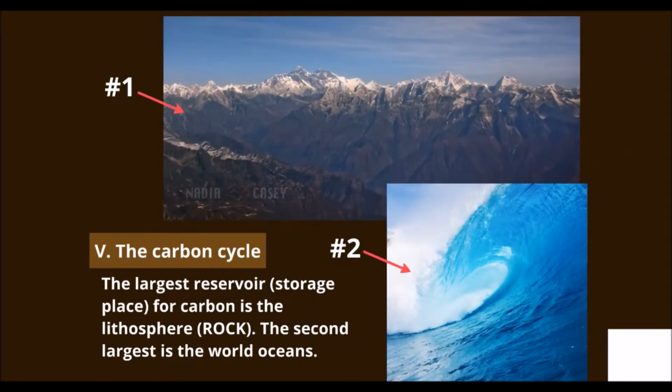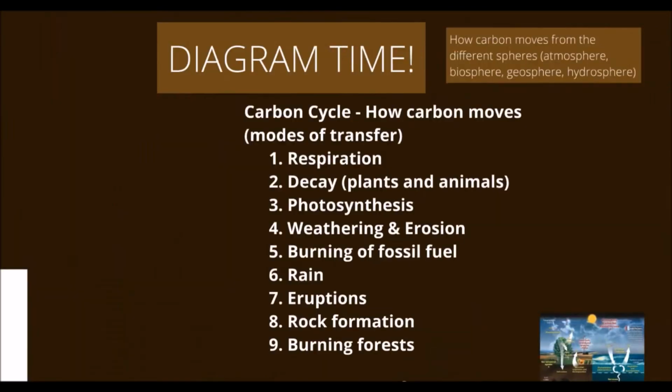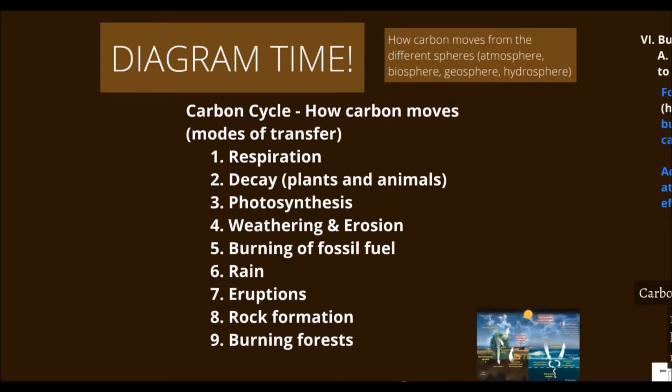So the largest reservoir for carbon is right here, the rock. Most of all the carbon on the planet is locked away inside of rock. The second largest reservoir, the second largest carbon sink, is what we call it because it sinks into the ocean out of the sky, is the ocean. Let's go ahead and diagram that now. Turn to the page of your notes where you have a spot to create a diagram.